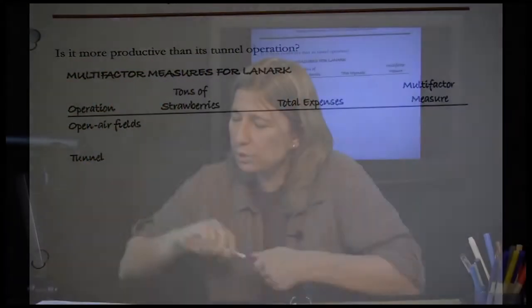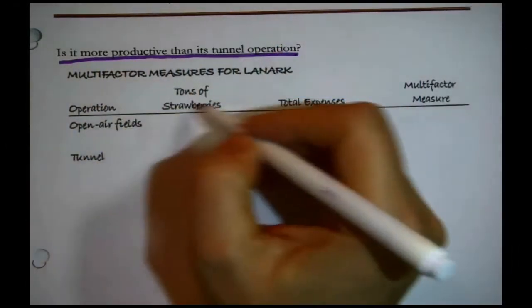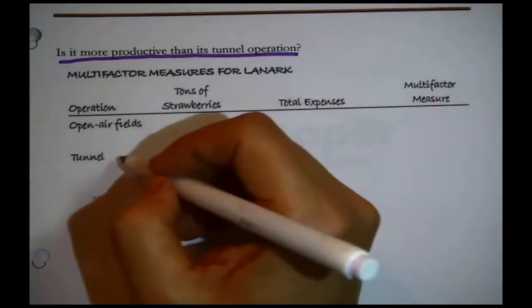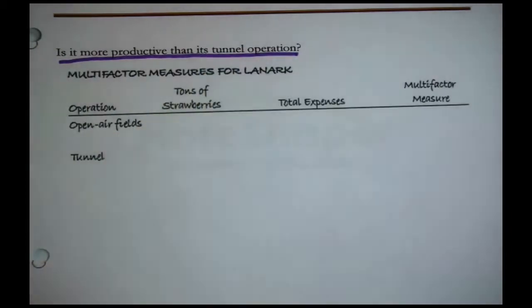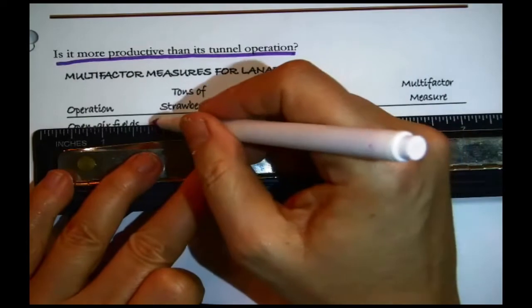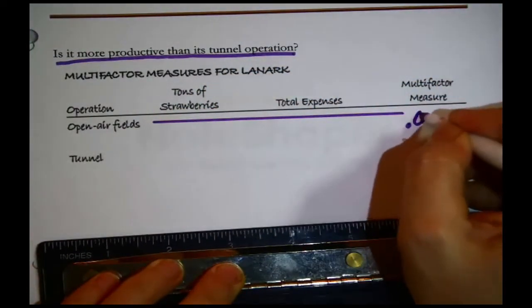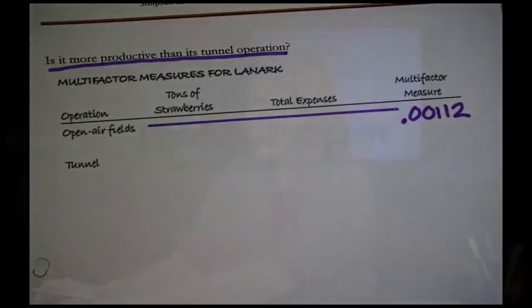In order to comment on this, now see how this is a very similar looking table in here? We need to do the same computations for the tunnel operation. Open air fields, we already did that. See page before, right? By the way, all that work to find this out, that is the actual multi-factor productivity measure there.